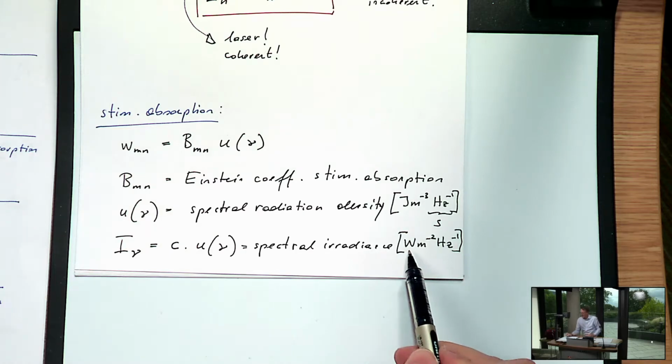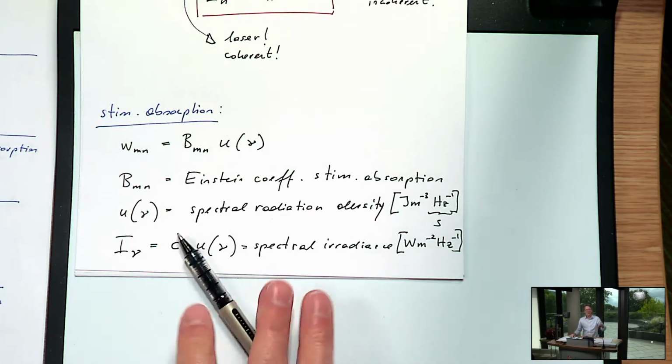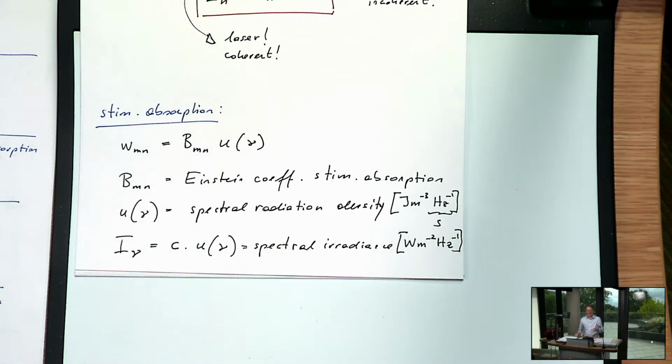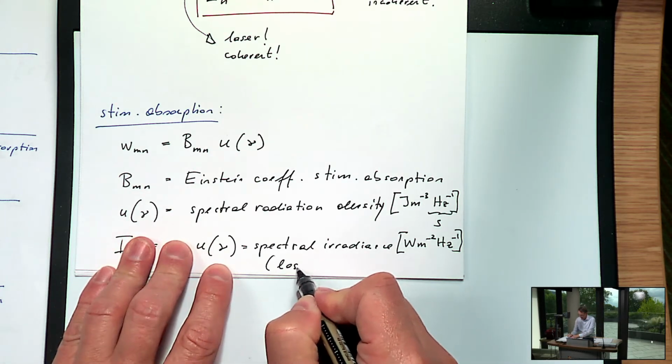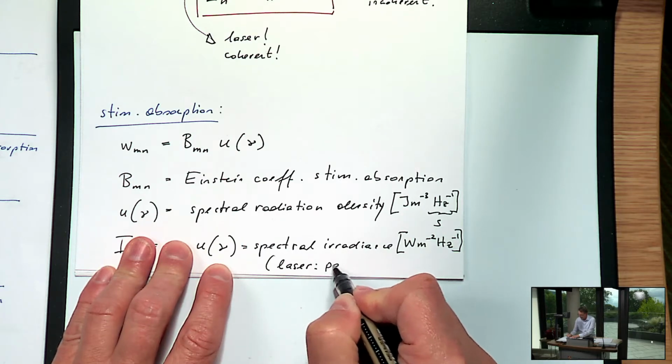So you can see this is essentially a power flux. It's the power that goes through per unit area. So if you have a certain cross section of the beam, it gives you the power flux through that area per unit frequency interval, and that's very useful. So you can think of this as a power flux.